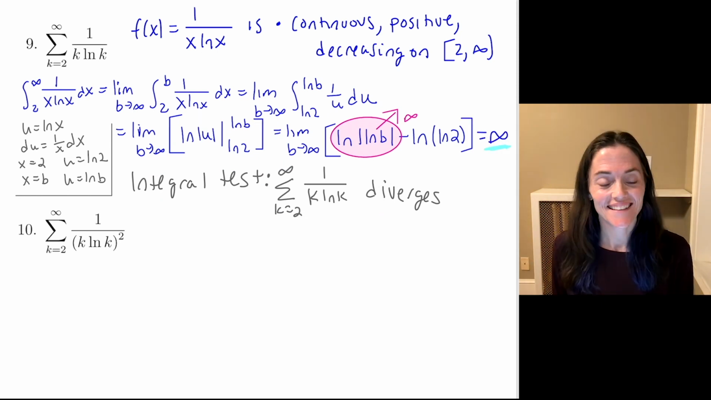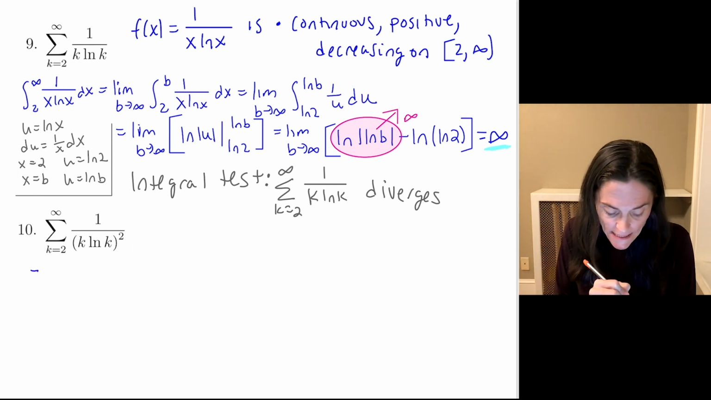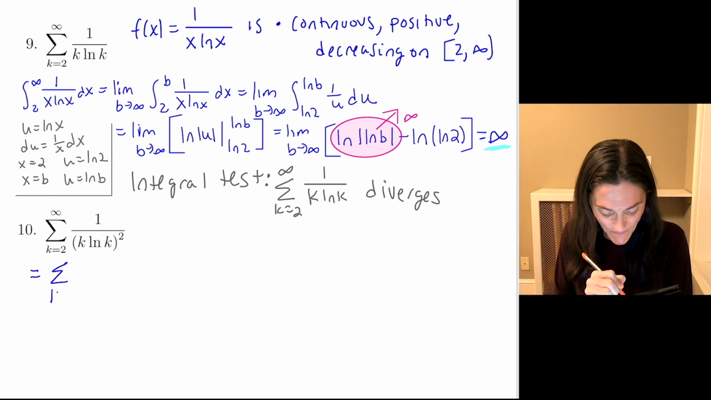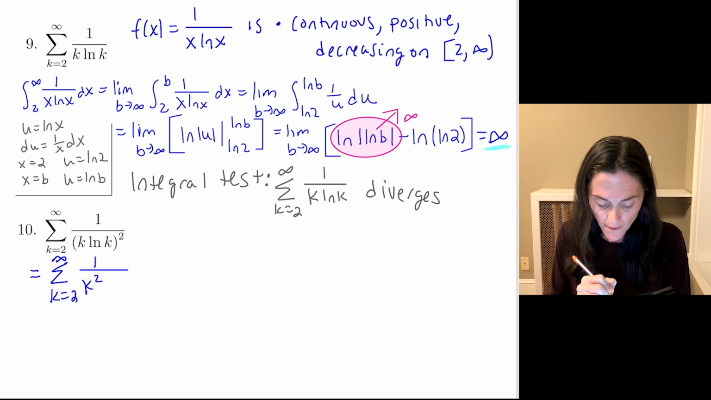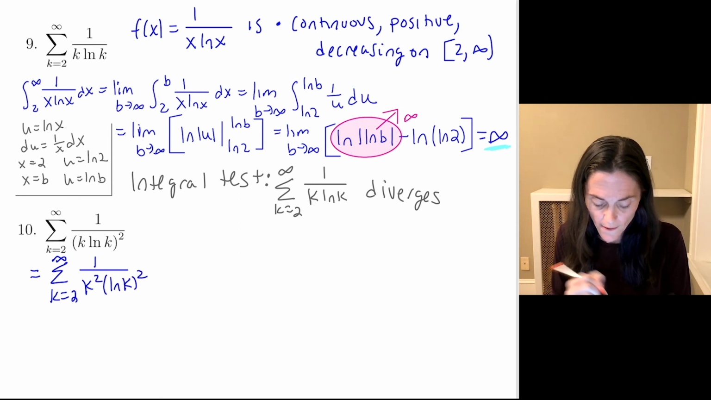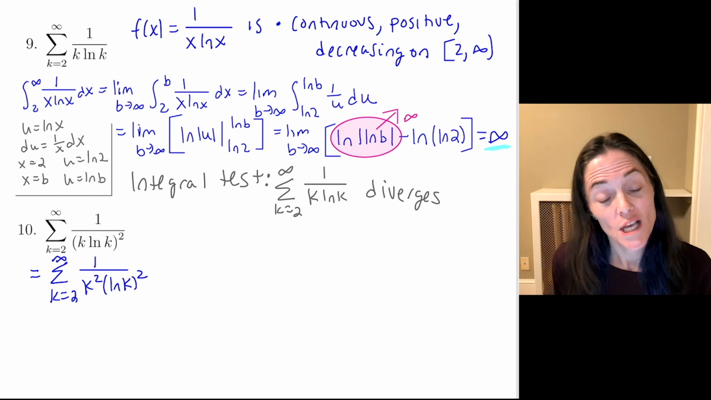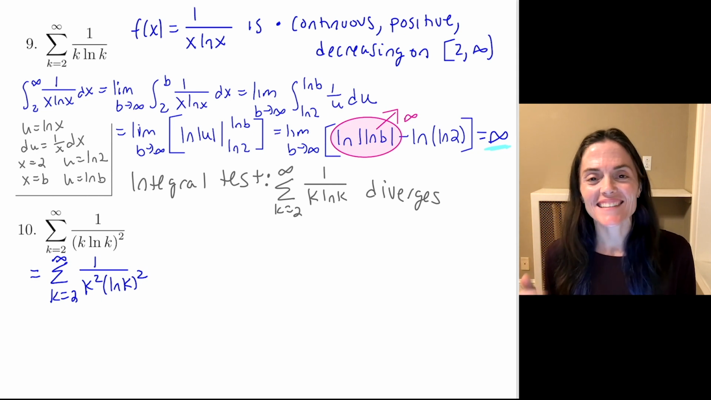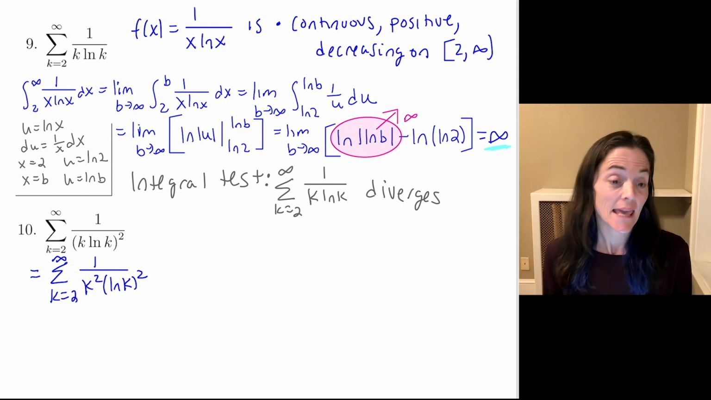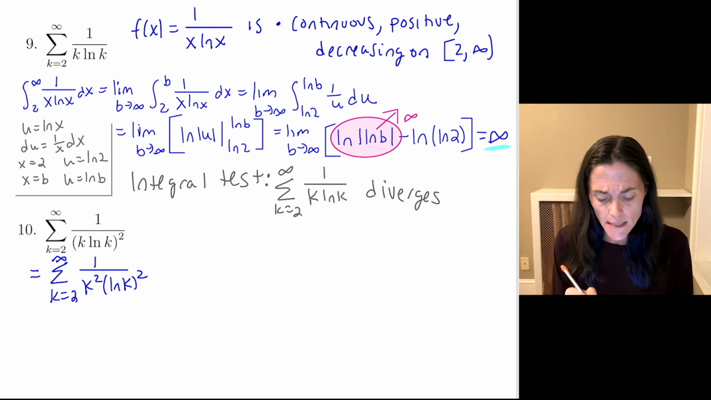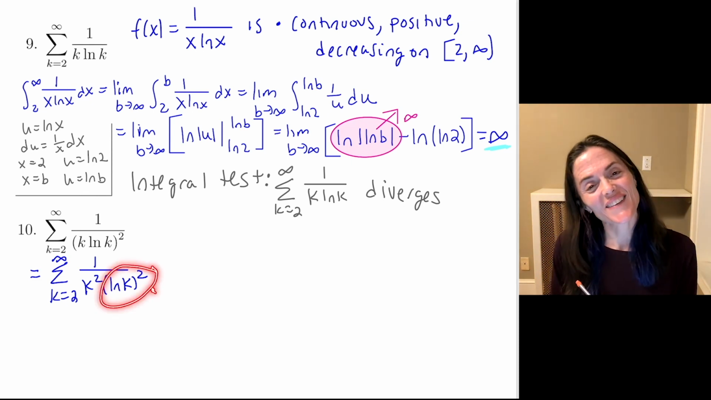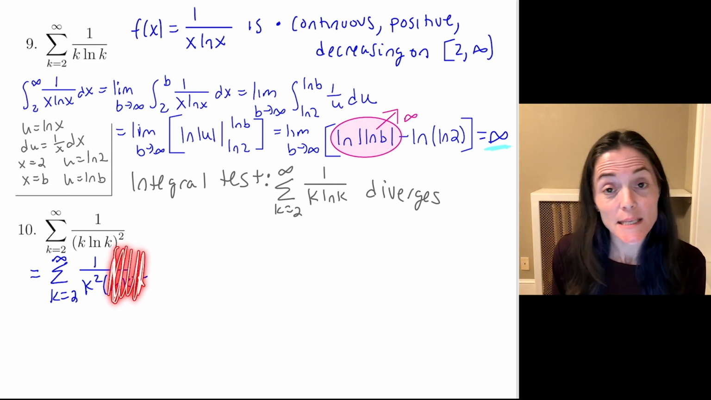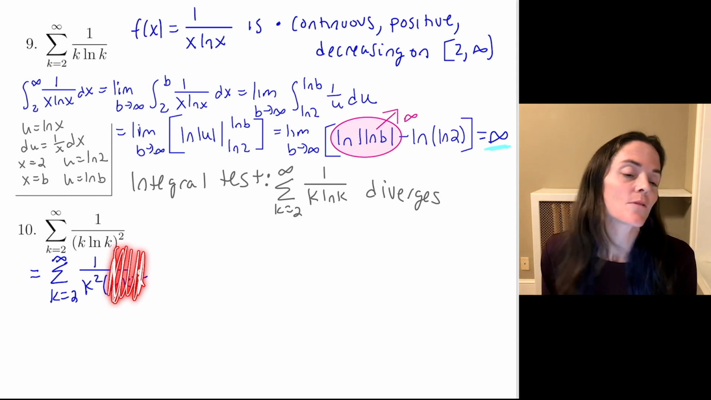Number 10. Well, I mentioned this one will have different behavior, and personally, I'm going to use a different test. So we have k squared, natural log of k squared. To me, that's not so straightforward to integrate as the one above, for example. But more than that, I tend to avoid the integral test if I can. And here I can, because if I didn't have this, natural log of k squared, well, what is this? This is a p series, and it converges. p equals 2, bigger than 1.